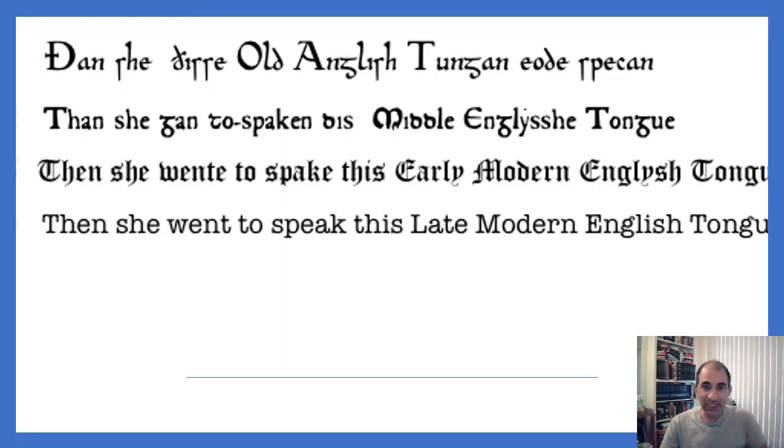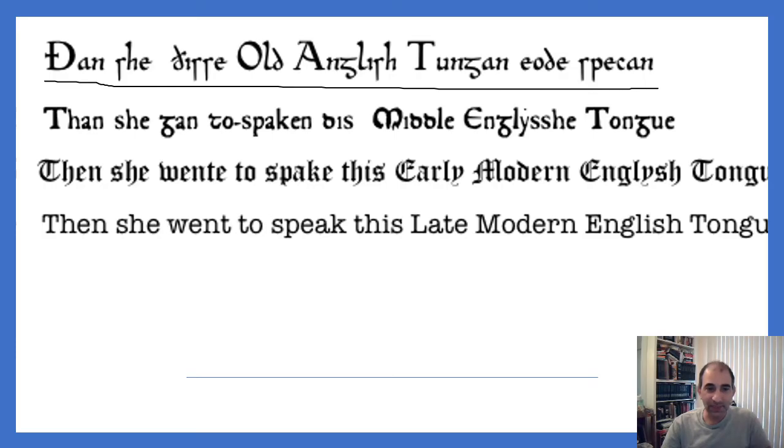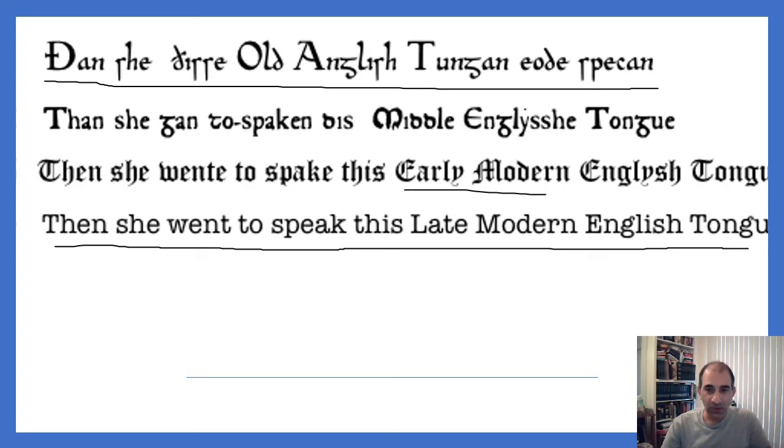All right, so if you look at this, these are obviously languages, right? And you look at this language, and you look at all of this, it's the same thing. It says, then she went to speak this late modern English tongue. This is early modern English. This is Middle English. And this is kind of Anglo-Saxon stuff, right? And this one right over here is 1066. And the reason I point that out to you is look at the jump between this and this. It's dramatic.